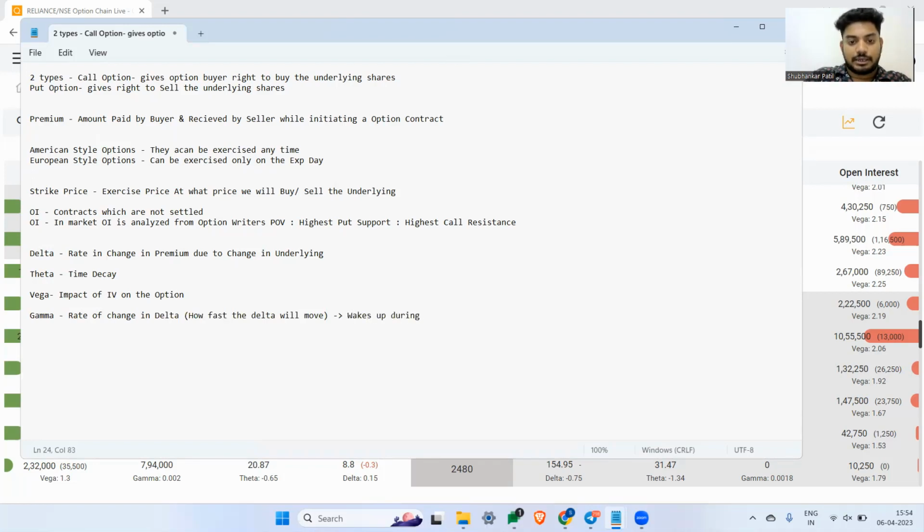Gamma wakes up during expiry. I have tried to cover most of the things over here. One last thing is IV, which is implied volatility. It is nothing but the forecasted volatility according to the current option price. In simple words, it is nothing but uncertainty.